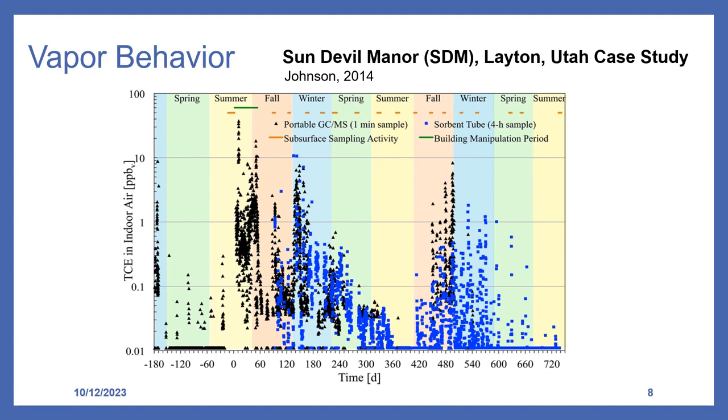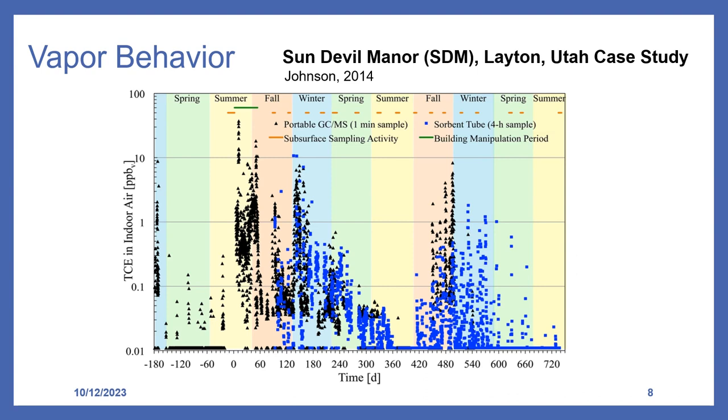To help demonstrate the wide range in temporal variability in indoor air, this graph shows the TCE, or trichloroethylene, concentrations from 8,000 samples collected at the Sun Devil Manor residence just under that 3-year period under those natural conditions. So data shows significant concentration variation in a single day and also between seasons. Additionally, there was much greater concentration variation during the winter months versus those observed during spring months.